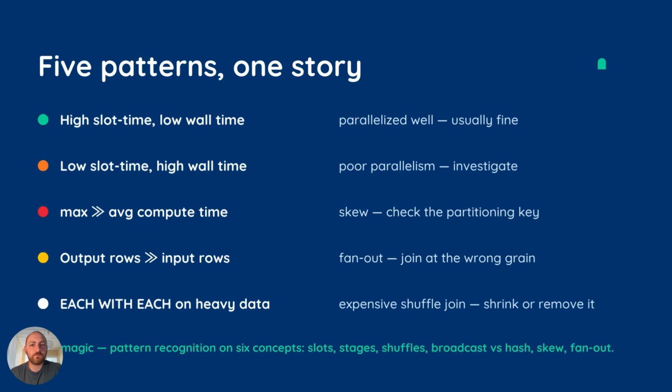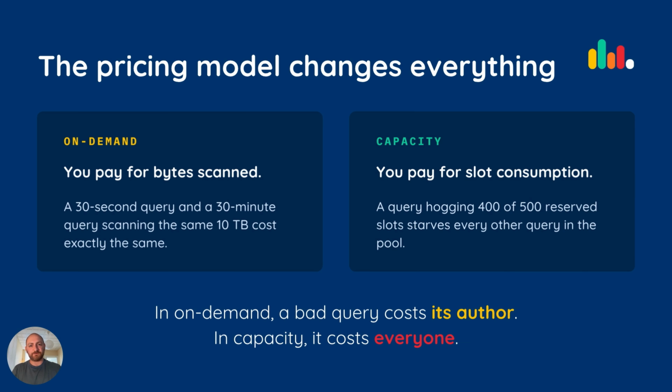You now have the full vocabulary: slots, stages, shuffles, broadcast versus hash joins. That's genuinely most of what you need. Remember, query optimization and reading execution plans isn't magic. It's pattern recognition. Now the part where most optimization content stops being useful.